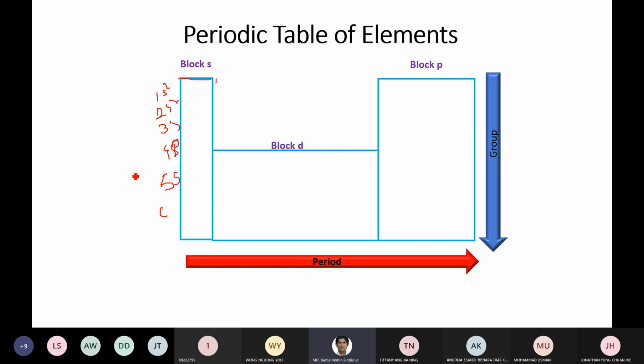Why does the number of S increase? Can anybody tell? I cannot see your chat box, but can you tell what it means when the number of S is increasing?